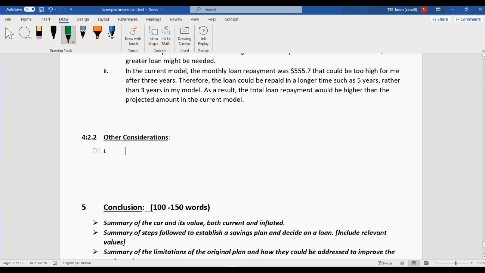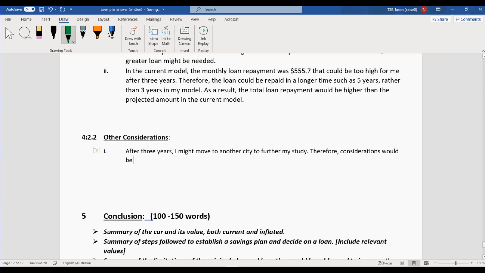Yeah. So you might say after 3 years, I might move away to another city to further my study. Therefore, consideration would be necessary.